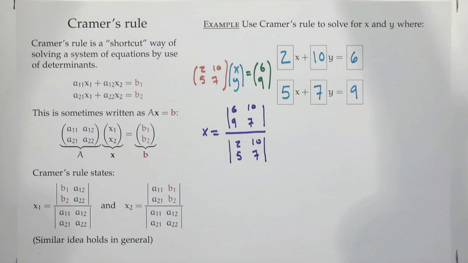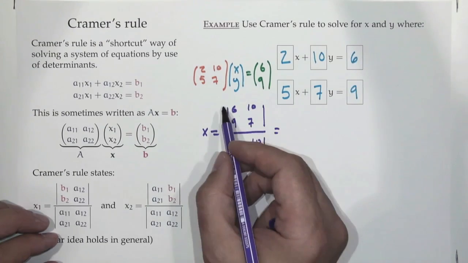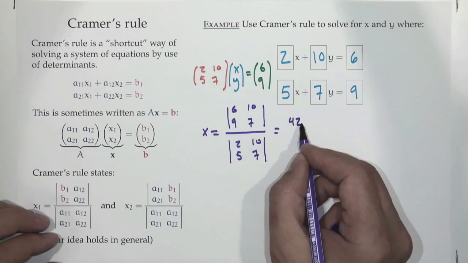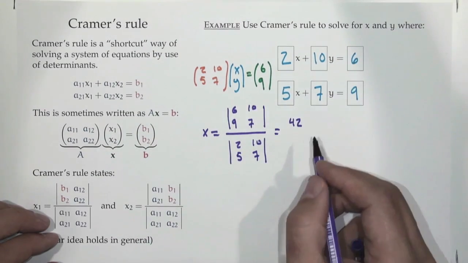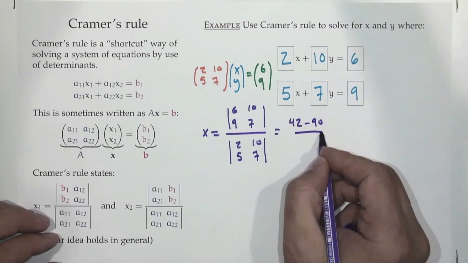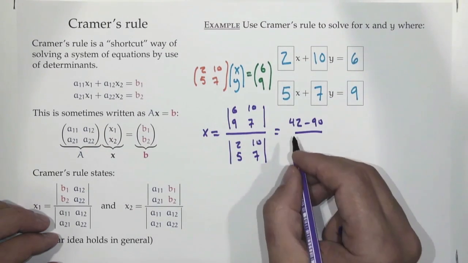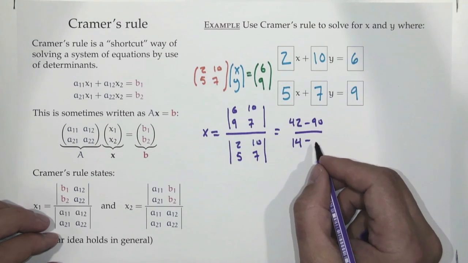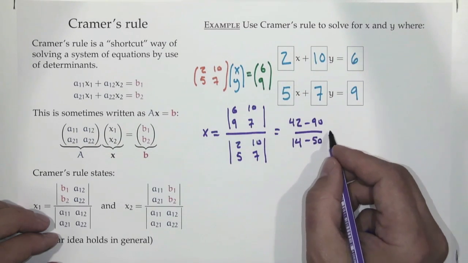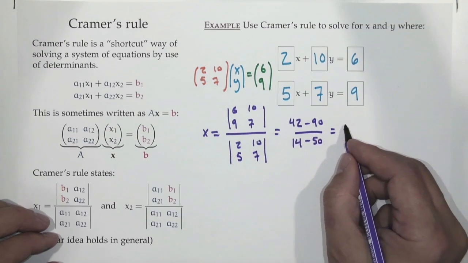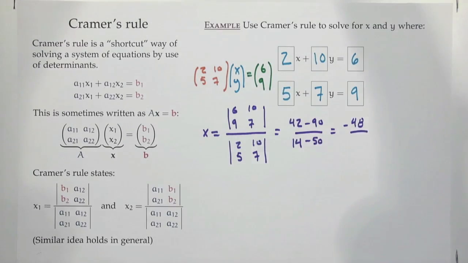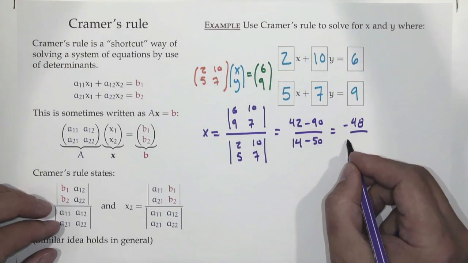All right. Well, 2 by 2 determinants, that's not bad. Upstairs, 6 times 7, 42. 9 times 10, 90, and then we subtract. Downstairs, 2 times 7, 14. 5 times 10, 50. 42 minus 90, also known as negative 48. 14 subtract 50, also known as minus 36.